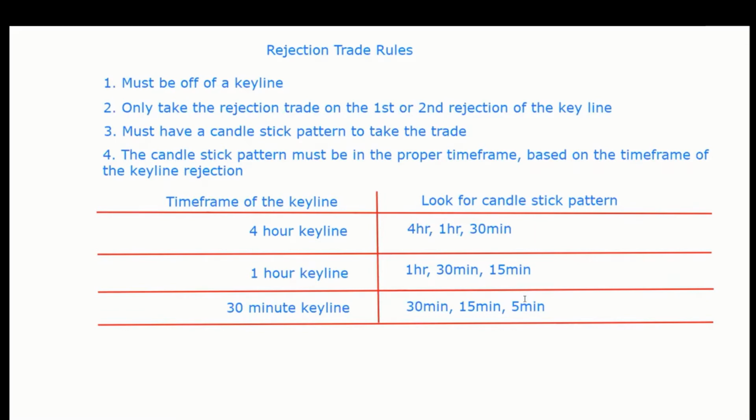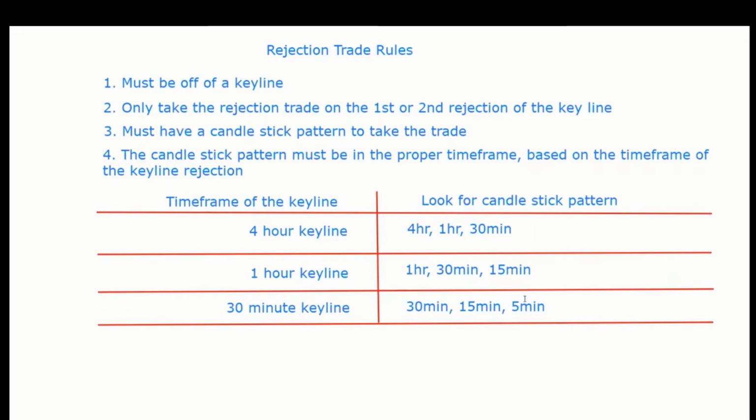Number three, you must have a candlestick pattern to take the trade on a rejection trade. You must have a candlestick pattern. And rule number four, the candlestick pattern must be in the proper time frame based on the time frame of the key line rejection. So here I have a little grid for you, or a table that shows you the time frame of the key line and where you should be looking for your candlestick pattern to take your trade.